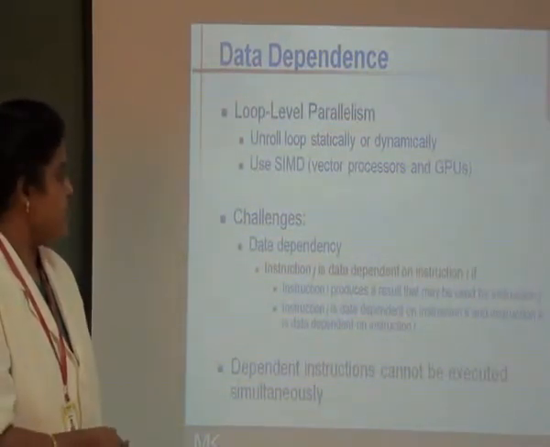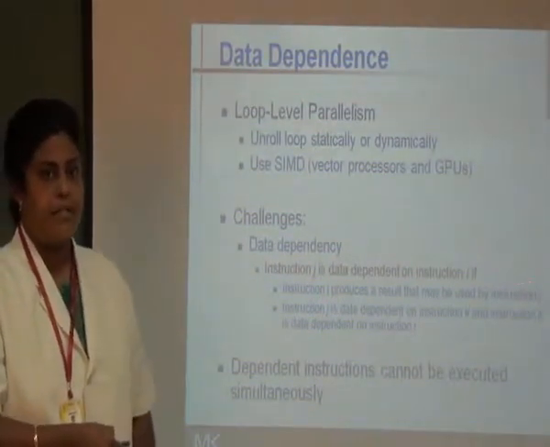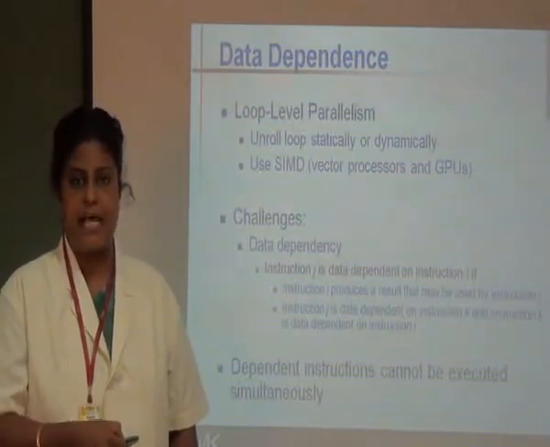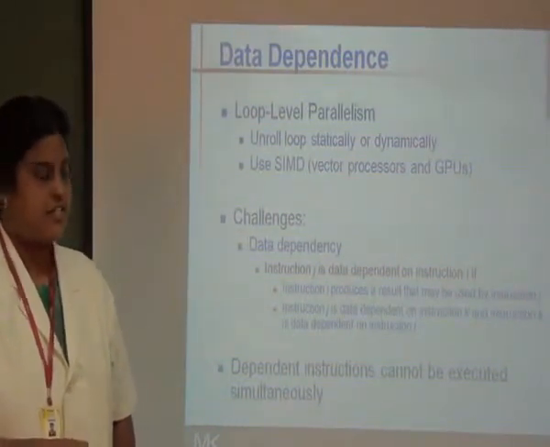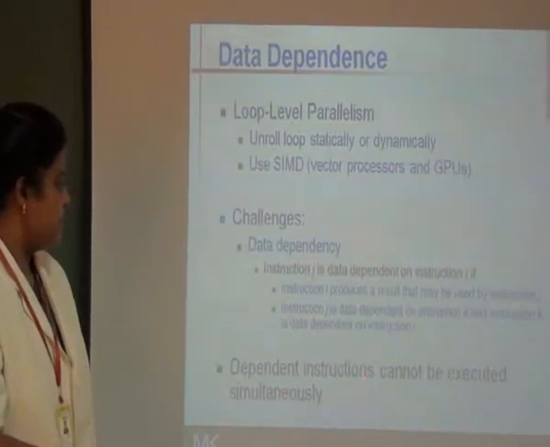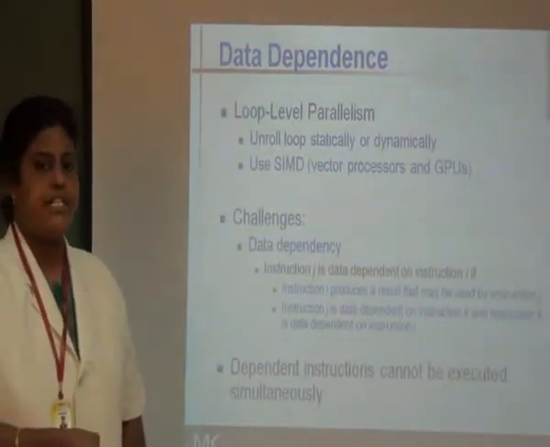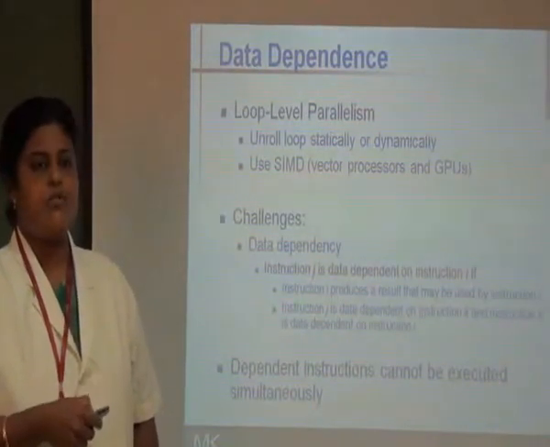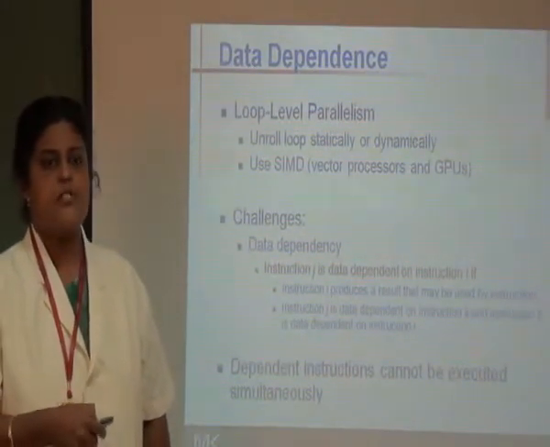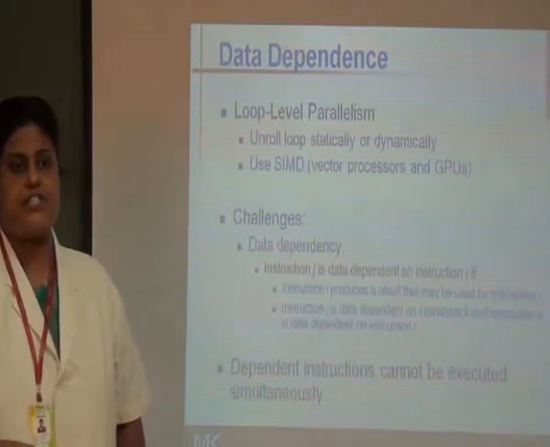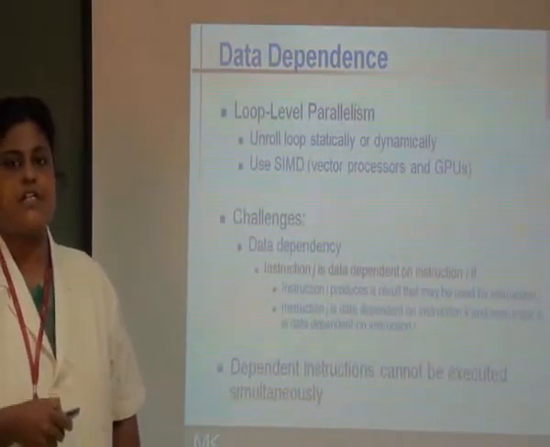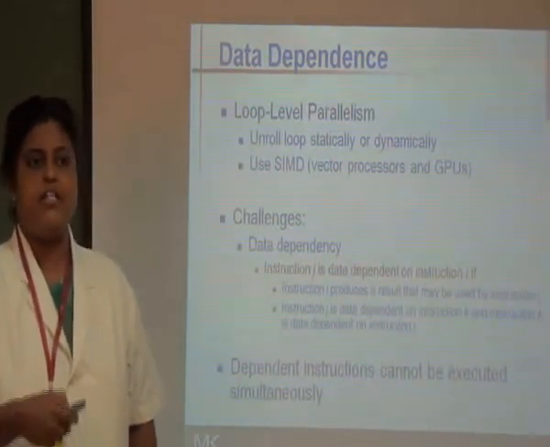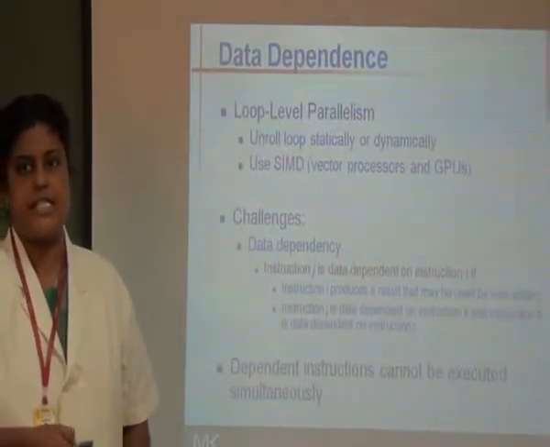So in both cases, we have to eliminate this data dependence if we want to exploit the instruction level parallelism among the different instructions. The dependent instructions cannot be executed simultaneously. We all know very well that if the data produced by instruction I has to be used as data for instruction J, instruction I and instruction J cannot be executed in parallel, or simultaneously.